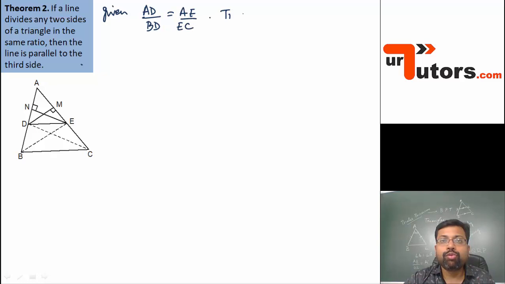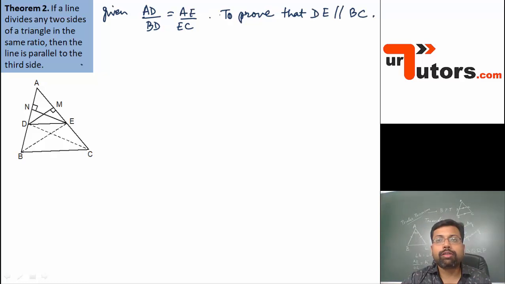And we have to prove that DE will be parallel to BC. So when DE was parallel to BC and we had to prove this, it was called Thales theorem. And in here we have the opposite thing. So you have AD by BD is equal to AE by EC, and we have to prove that DE is parallel to BC. And this is called the converse of the Thales theorem.